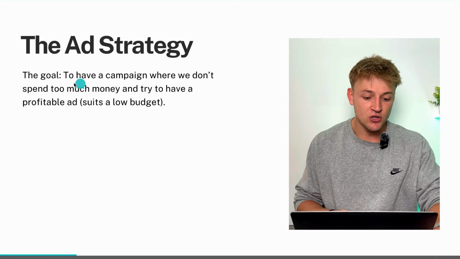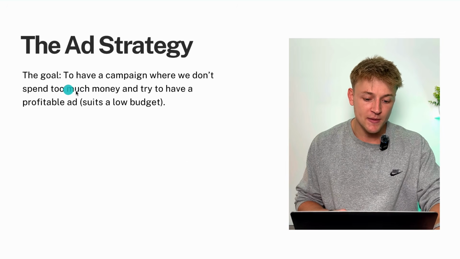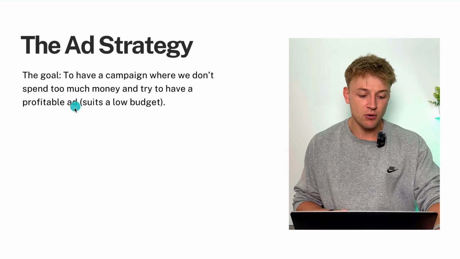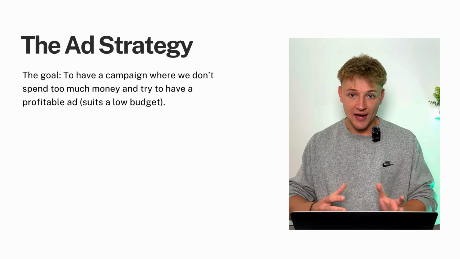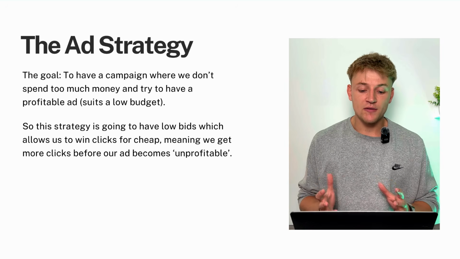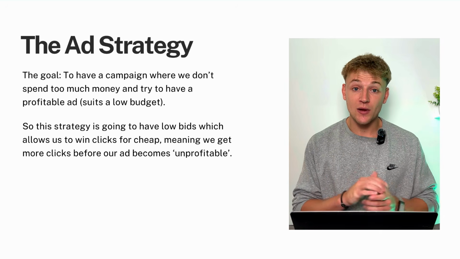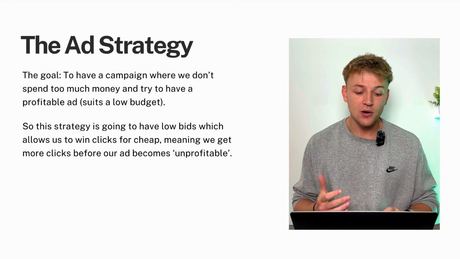So for this ad strategy, the goal was to have a campaign where we don't spend too much money and we try to have a profitable ad, i.e. an ad campaign or ad strategy that suits someone with a low budget. There are a lot of people watching my videos who have very low budgets for Amazon KDP ads, so this is why I wanted to make this video. This ad strategy involves very low bids, which allows us to win clicks for cheap, meaning that we can get more clicks before our ad becomes, quote unquote, unprofitable.